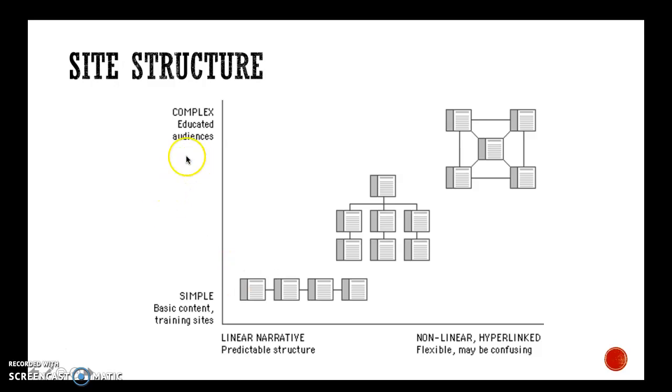For example, a simple sequential site: if you go to W3Schools, you will see a sequential, linear narrative website. You basically learn one topic, like HTML, then you go to a page, start, and then go next until you finish. So that's a linear or sequential structure.